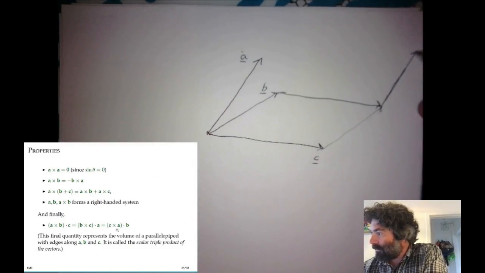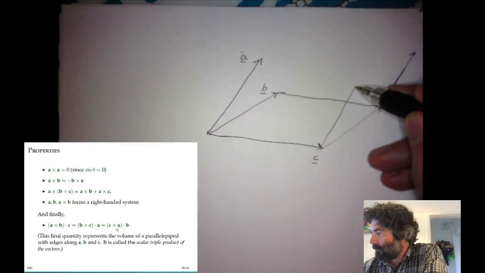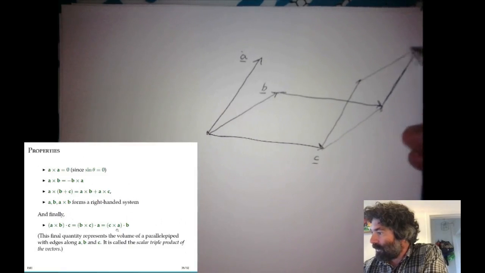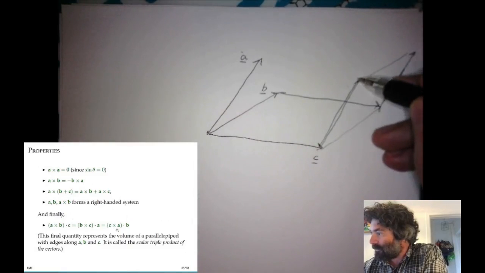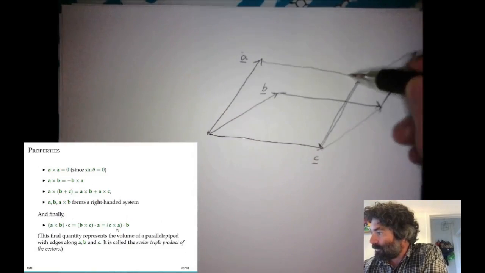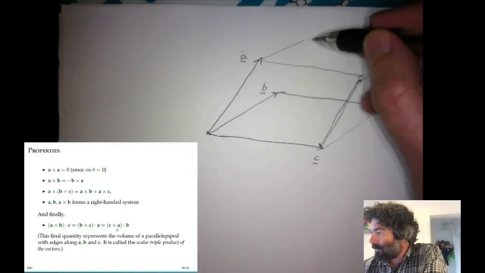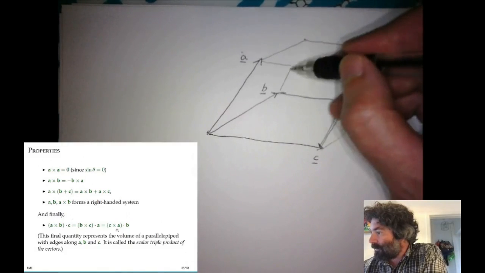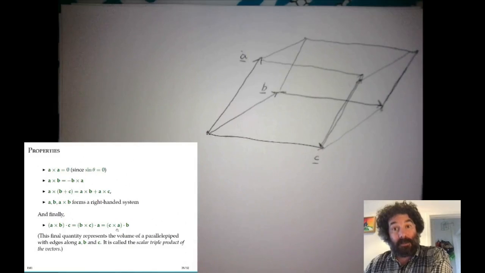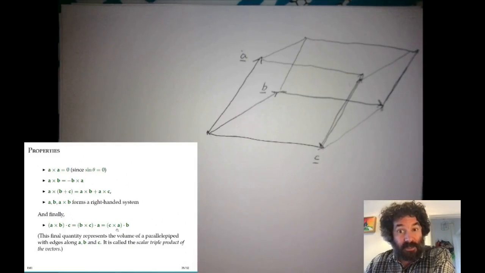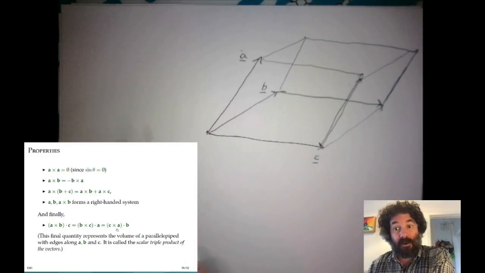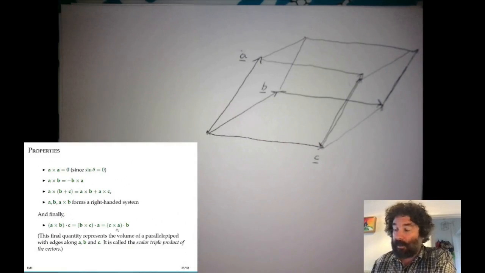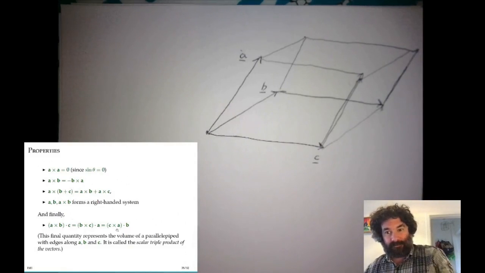And then we extend this to a parallelepiped where all of the edges are parallel to one of these vectors. I haven't done a good job drawing A there. So all of the edges should be parallel to one of A, B, or C. This is the parallelepiped that is spanned by A, B, and C. And the volume of this parallelepiped, the volume of this three-dimensional solid, is equal to this scalar triple product. Okay.